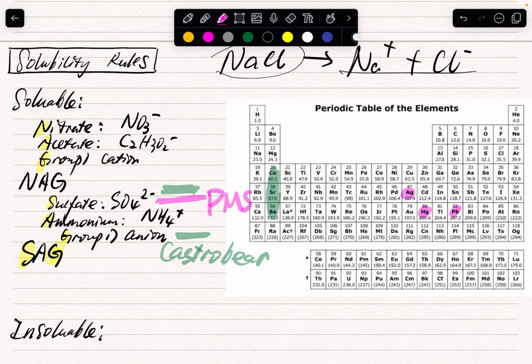NAG is all good. As long as you see NAG, hooray, it's soluble. But not the SAG. Ammonium is fine, but not sulfate and group 17. I hope the repetition helps.